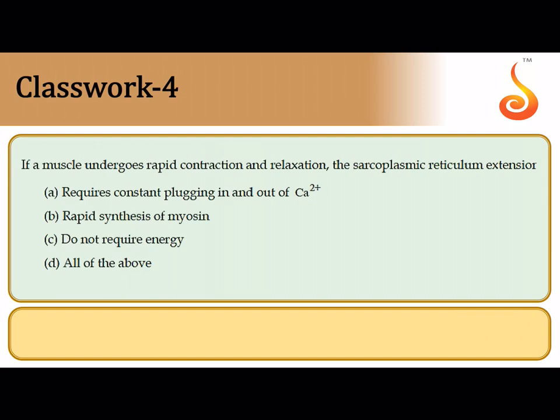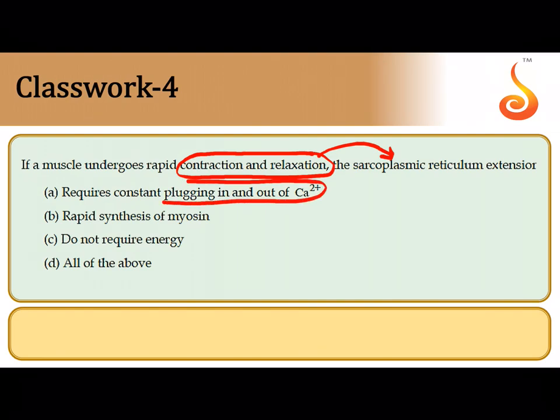If a muscle undergoes rapid contraction and relaxation, what needs to be happening in the sarcoplasmic reticulum? Constantly there should be pumping in and out of calcium ions, because without calcium ions, the formation of cross bridge between actin and myosin is not possible. So the correct answer is, if a muscle is rapidly contracting and relaxing, you require constant pumping in and out of calcium.